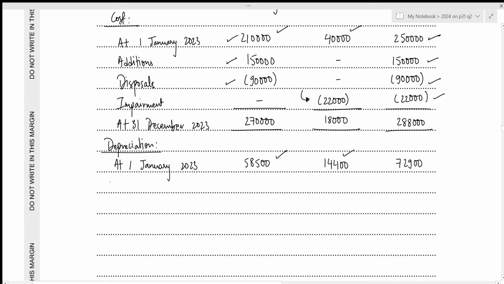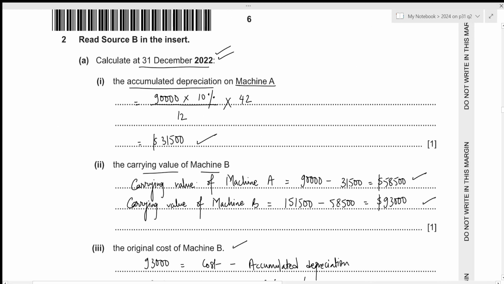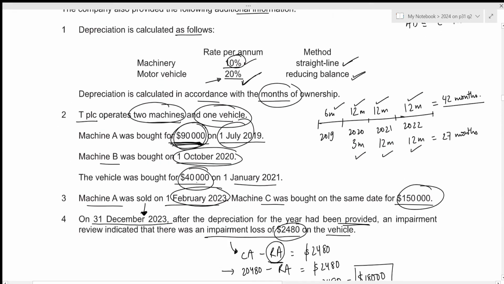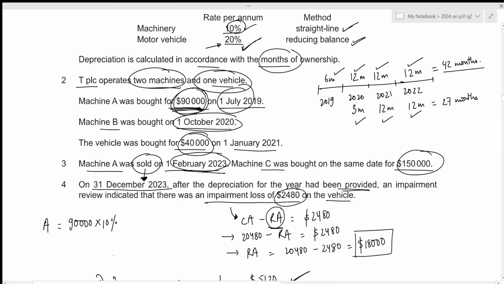Then let us include the charge for the year. Okay, so for plant and machinery, we have 3 different machines. Remember that machine A was sold on 1st February 2023. It means that machine A for this year was only used in the month of January. We need the depreciation. For machine A, that will be 90,000 times 10%. This will give us the depreciation for 12 months, but we only want it for 1 month. So times 1 by 12, it results in 750.